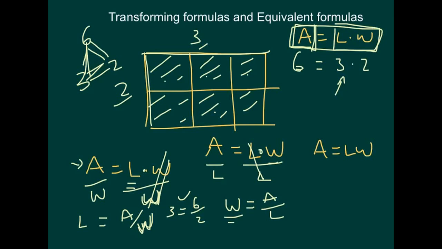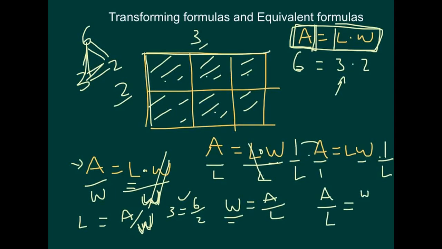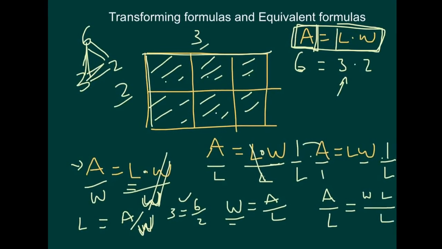If you want to use reciprocals, say again, if we were solving here for W, you could multiply by the reciprocal of L, 1 over L, and you would still get the same answer. So you get 1 times A is A, and then 1 times L is L, so A over L is equal to just plain old W. The L's will cancel. Same thing.